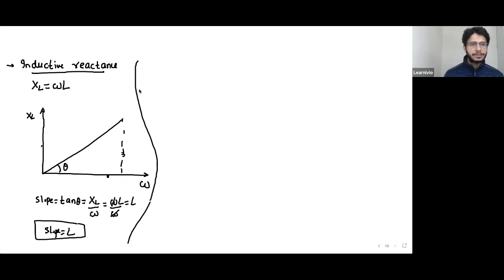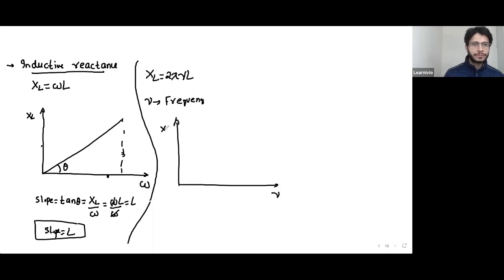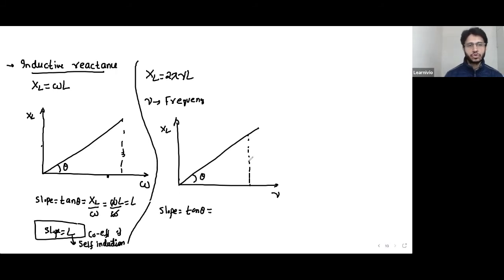After this graph, you can even write this as 2 pi nu L, where nu is frequency. So now, if I plot the XL versus frequency graph, again it is a linear graph, a straight line. What would be the slope of this graph now? 2 pi L. 2 pi L, right. So it's basically XL by frequency. XL is 2 pi nu L divided by nu. See, L is not length, L is self-induction. It's 2 pi L now.